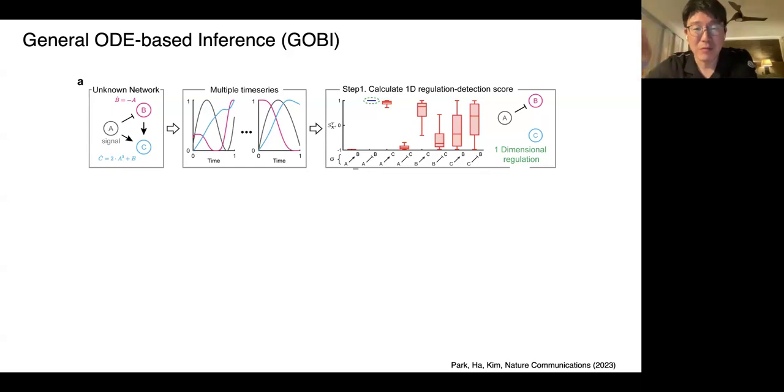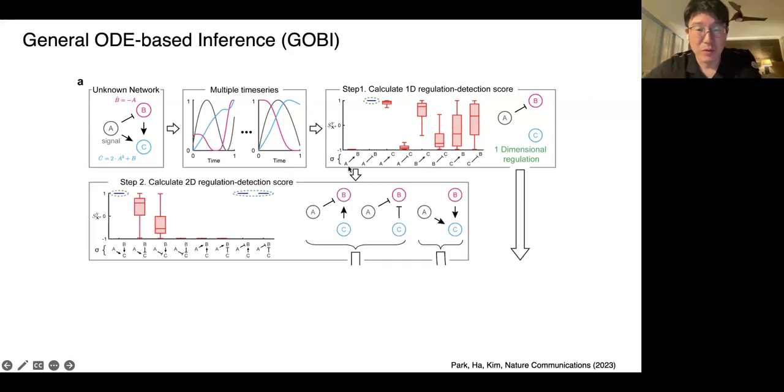For each type of regulation, we draw the regulation detection score for each time series data, and then we see when it is always positive. You can see that the A to B negative regulation case is always positive, but the other regulation types have a mixture of plus and minus, or red and blue. So we can say that they are not true. From this calculation, we can infer that there is one negative regulation from A to B.